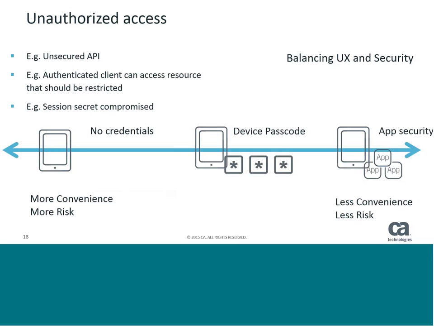And then finally, unauthorized access. This is similar to the thing that I talked about with the Nissan hacks, where there was an unsecured API or an authenticated client getting access to a resource that should be restricted. Even though you've authenticated them, it doesn't mean that they should be able to access pretty much everything. They have access only to certain resources, but not enforcing that level of security again could be a challenge. And then session secret, compromising that, again that could be a challenge too.